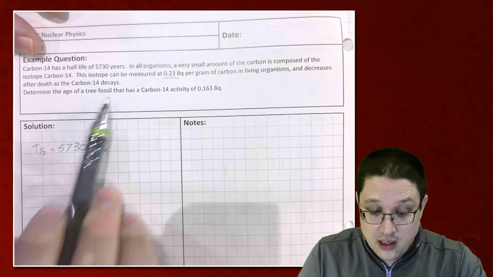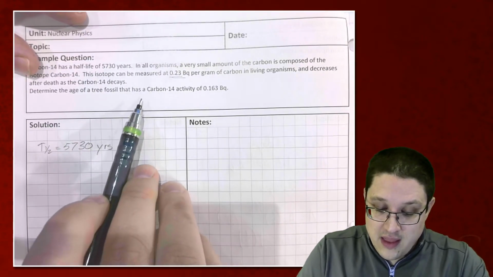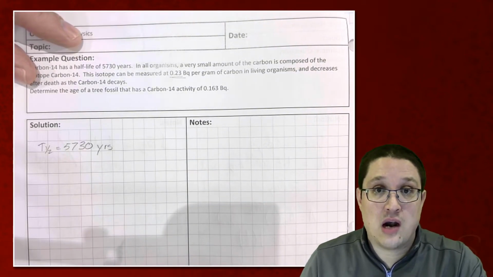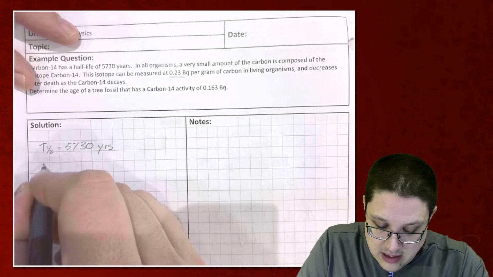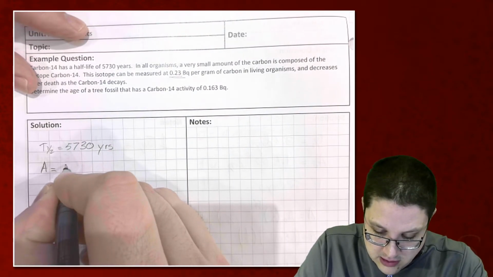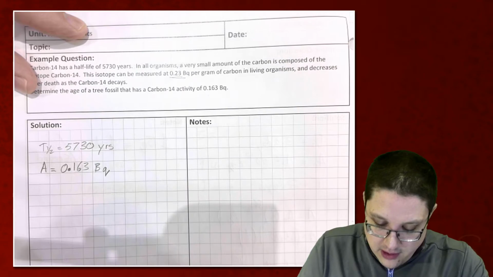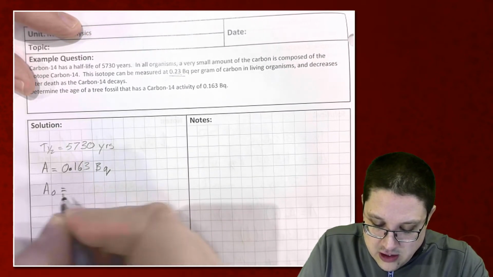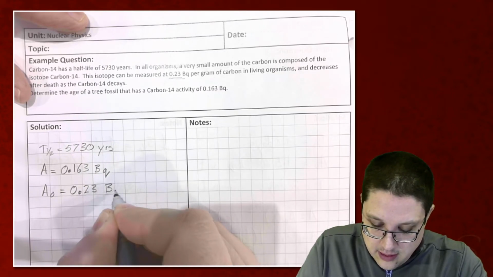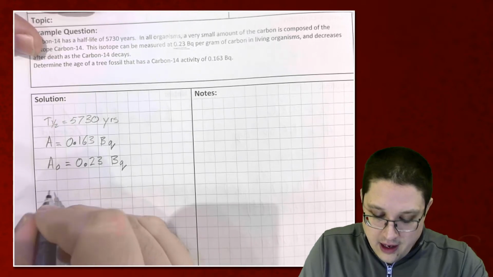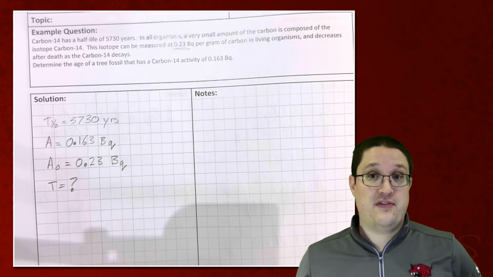So if I say, let's find a tree fossil, say we have a fossil of some sort of tree that has a measurable carbon-14 activity of 0.163 Bq, that means my current activity is 0.163 becquerels. My original activity was 0.23 becquerels. And I'm trying to solve for T here, which is a little different.